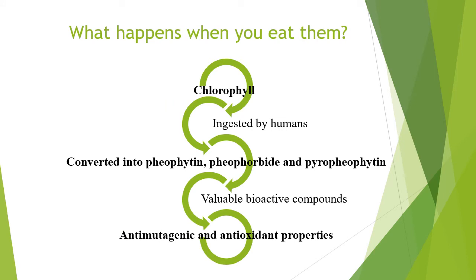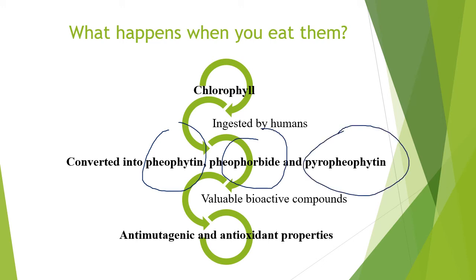Now, wouldn't you be interested to know what happens to that chlorophyll when you eat them, as we are talking about chlorophyll in edible foods? The chlorophyll when ingested by humans is converted into pheophytin, pheophorbide and pyropheophytin. Alright, if you cannot remember all these names, then it's okay. Just remember that when chlorophyll is ingested by humans, it is further converted into some valuable bioactive compounds.